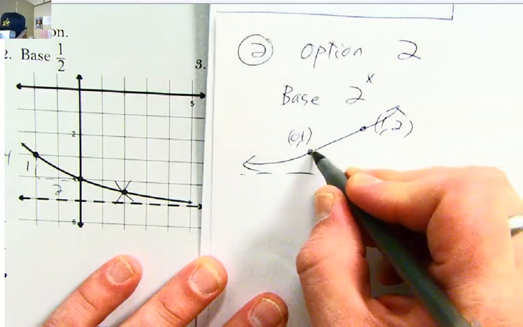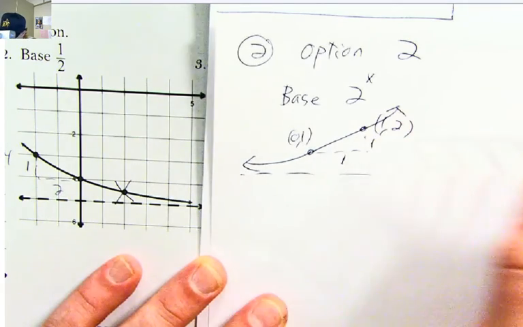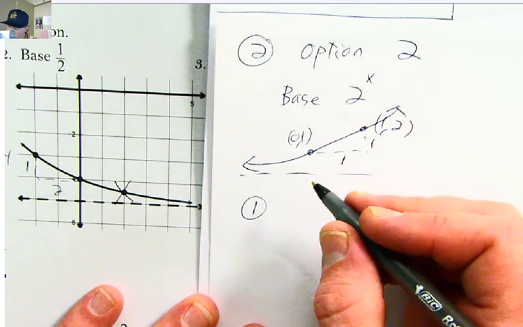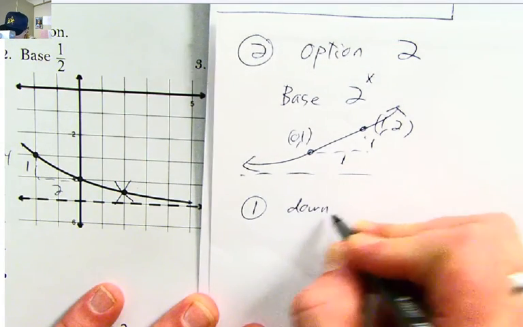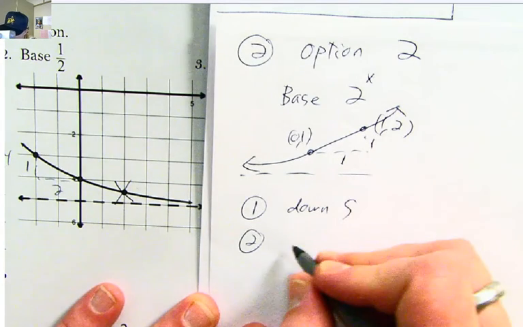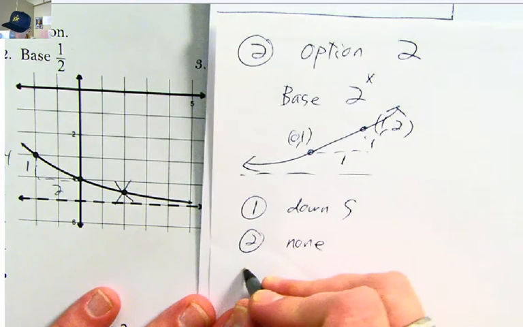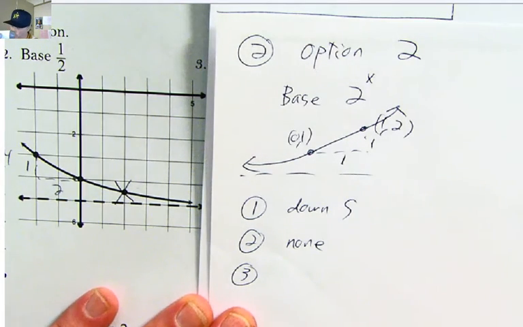And just like that, for the 1/2 group, to get from this point to this point, it is over 1 and up 1. All right, just like option 1 people, this one's going down 5. Just like option 1 people, there are no horizontal translations. You'll start seeing the difference on number 3.